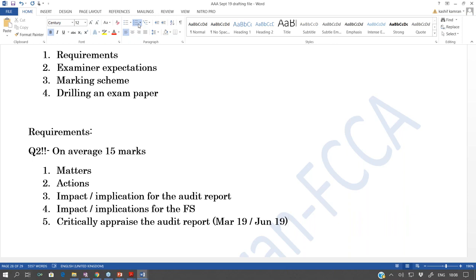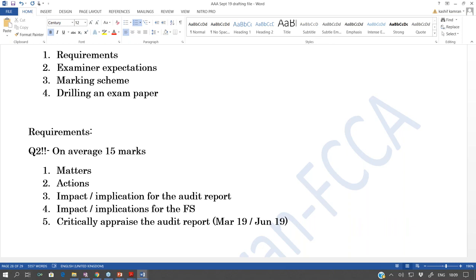Matters, what are they? Actions, what are they? Impact on the audit report, what exactly is an impact on the audit report? And then students get confused. Impact on the financial statement. Please read the question on reporting carefully. At times, the examiner says impact on the financial statement and on the report. Impact on the financial statement is something different. Impact on the audit report is something different. We just see the word impact and we believe that this is an impact on the audit report. So please carefully see number 3 and number 4, all of you.